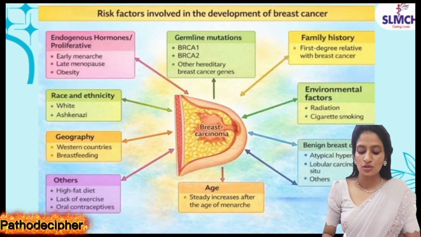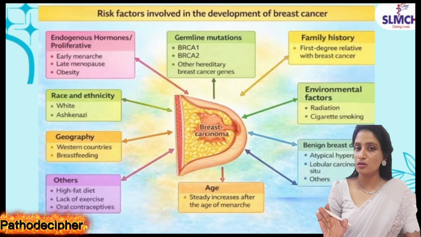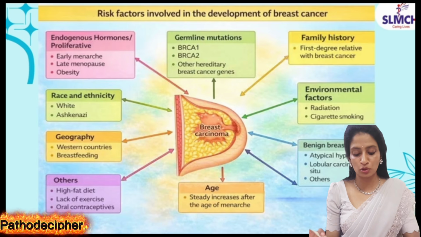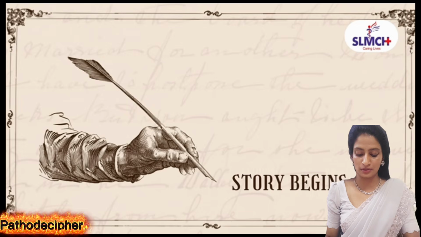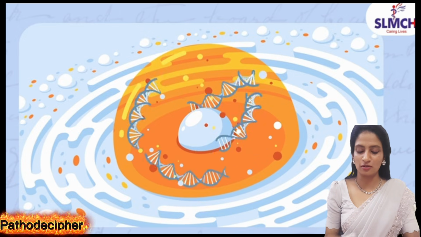And age, so usually the risk increases after the menarche. That is what they give us as an age. And also a high fat diet, lack of exercise, using OCPs. And also in Western countries and in breastfeeding women, it can happen. Along with that, early menarche, late menopause, obesity, everything adds on. So here the story begins. We have to talk about pathology.